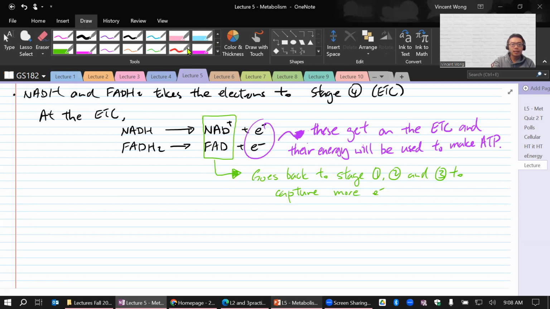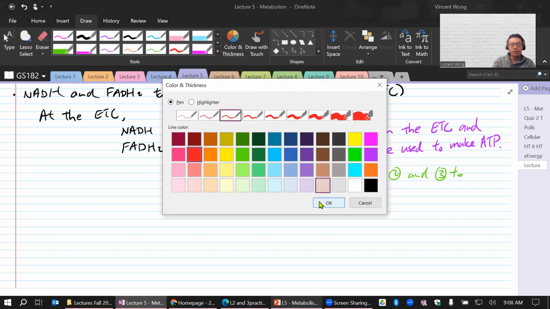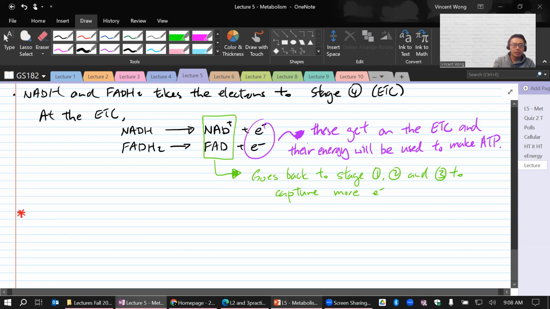All right, so next one is kind of important. I guess I'll write it in red. Important, because we'll be relying on this piece of information for the rest of the lesson. One NADH carries enough energy in the form of electrons, right? Of course, to make 3 ATP molecules.